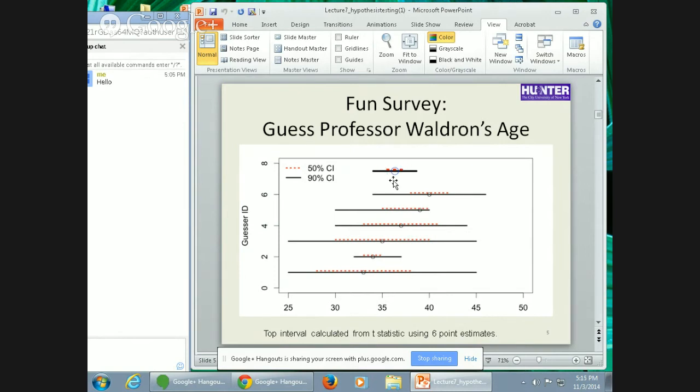This one up at the top I constructed by taking only the point estimates and treating them like a sample. So these are 6 observations, and I treated them as a representative random sample from some population, and calculated the mean of them, that's this, and calculated a 50 and 90% confidence interval using the, which distribution do you think I used?